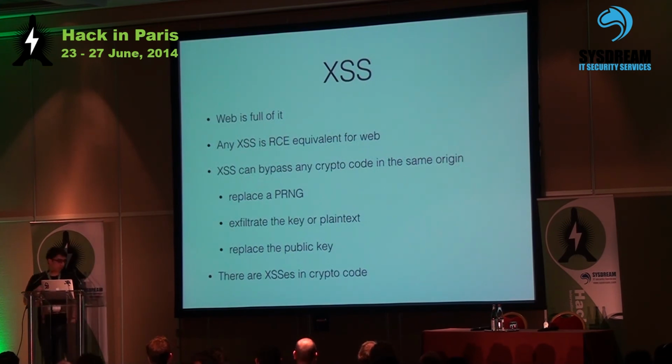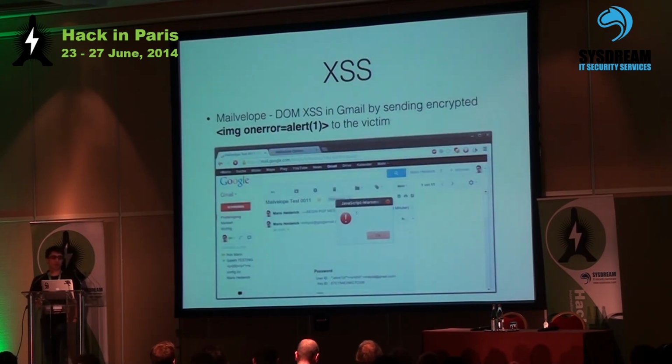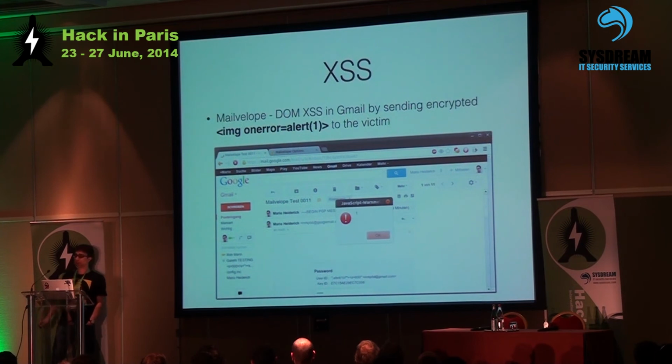And are there XSS vulnerabilities in crypto libraries or crypto applications? Obviously, yes, there are. Like the most famous one, Mailvelope. This was an OpenPGP implementation in JavaScript. And it was really combined with the Gmail interface. Gmail is a webmail from Google.